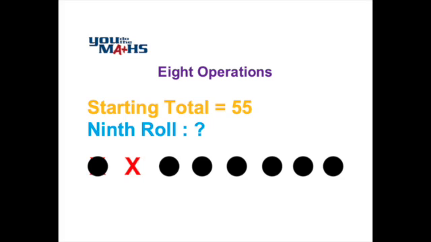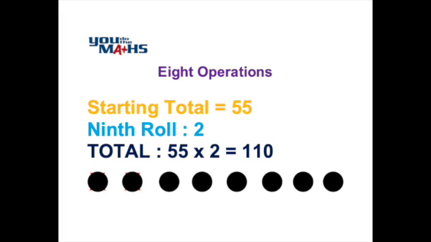So the final roll is 2, which is fortunate for us because it's a positive. And that means our overall total is 55 multiplied by 2, which gives 110. Once all 8 operations are used, that's the conclusion of the game. It's a game that can be played in small groups, or it can be played with the whole class using the same numbers.